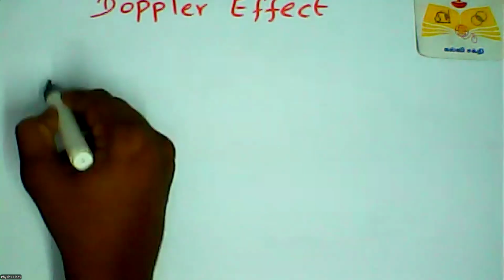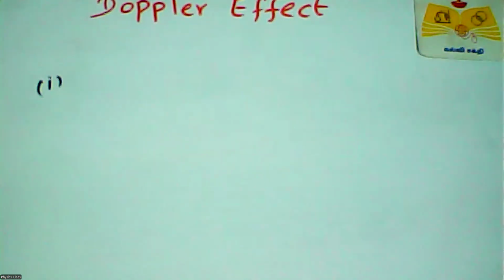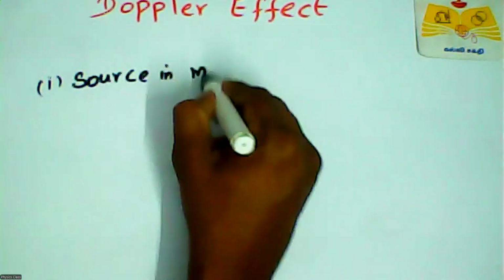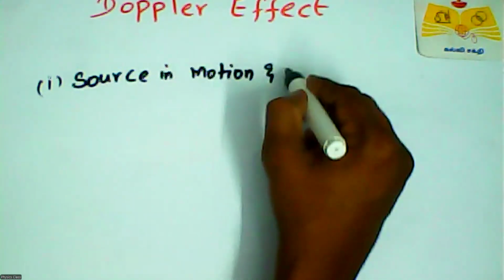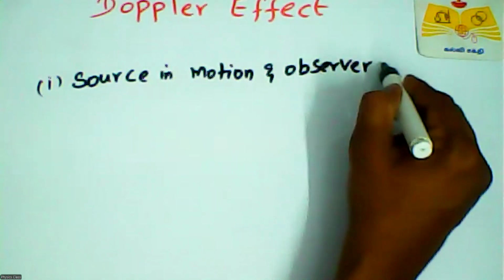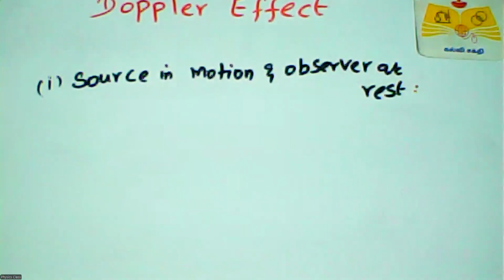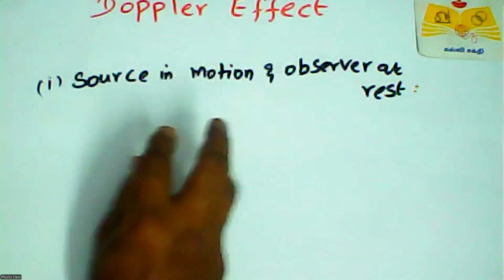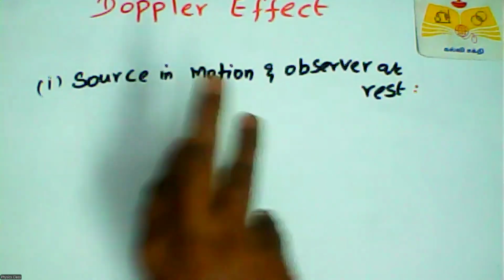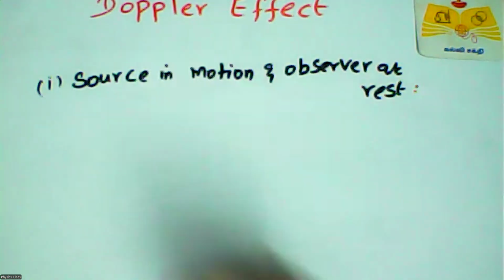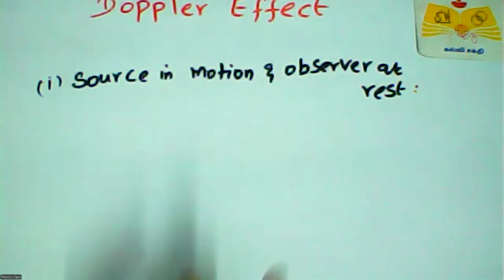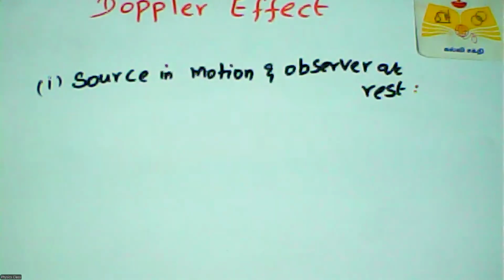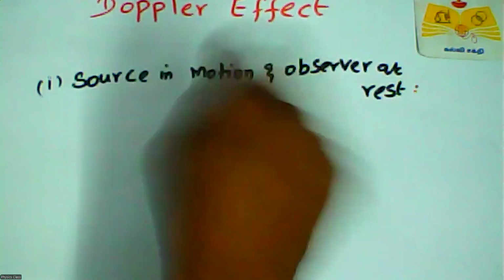First of all, we will be discussing the source in motion and the observer at rest. This is the first case. Here, the source moves towards the observer, or the source moves away from the observer. So there will be two subdivisions: the source in motion with respect to the observer, towards us or away from us. Later we will discuss the observer in motion and the source at rest.